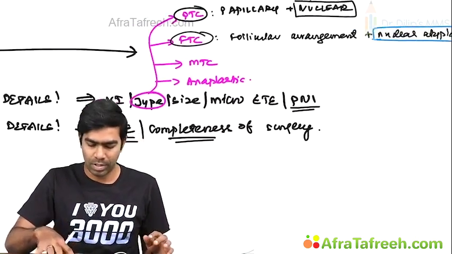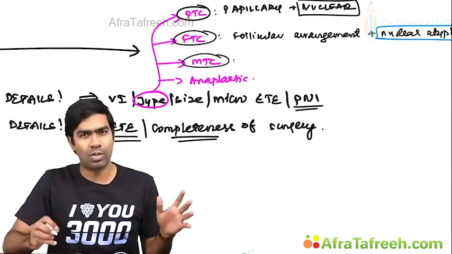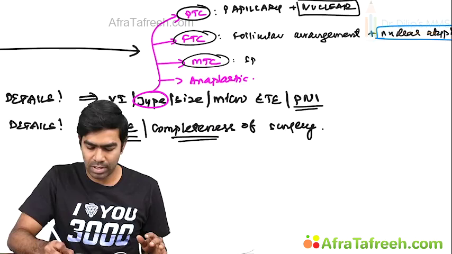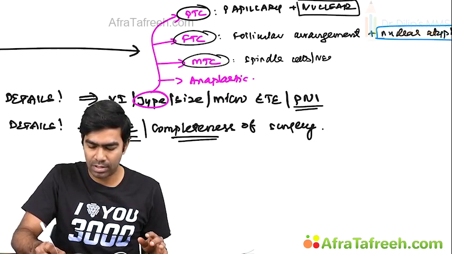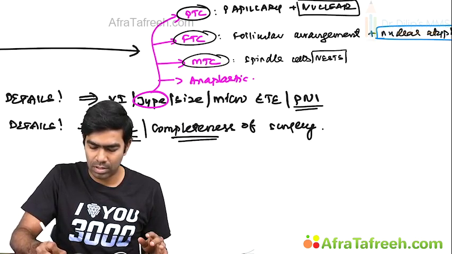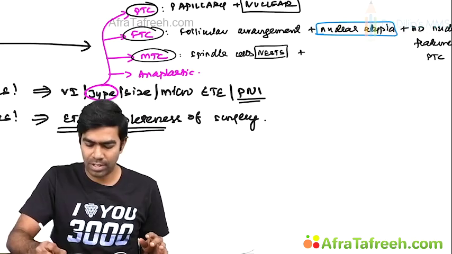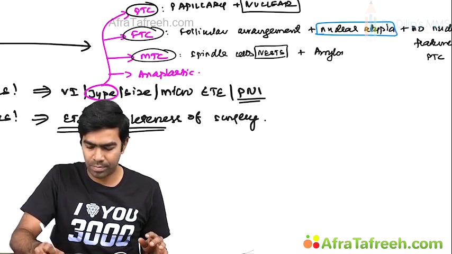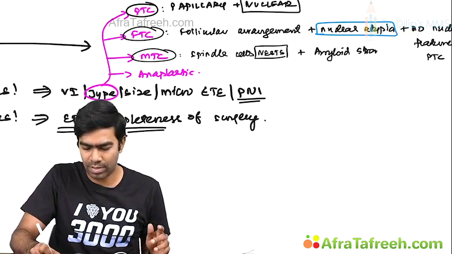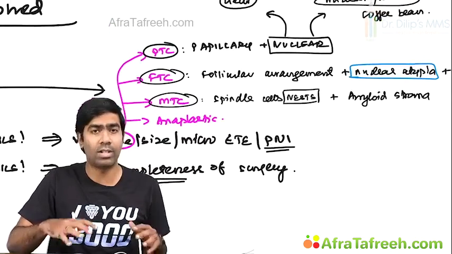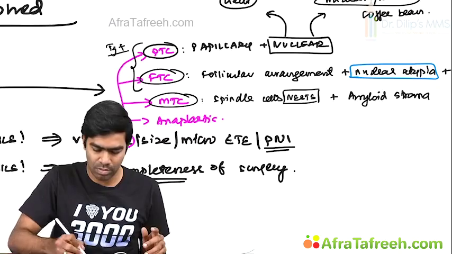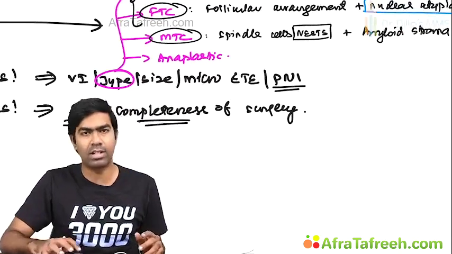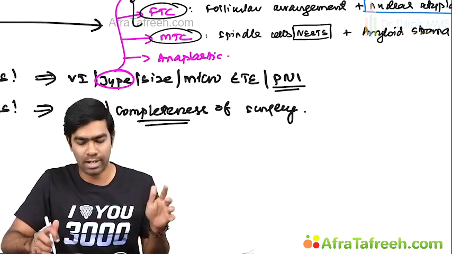Fine. Then MTC, we know that. They're going to have spindle cells arranged in a nest-like pattern, and they will have a characteristic amyloid stroma. And you know what else they're going to have. They'll be thyroglobulin negative. Remember, on staining, PTC and FTC will be thyroglobulin positive, whereas MTC and anaplastic tumors will be thyroglobulin negative.